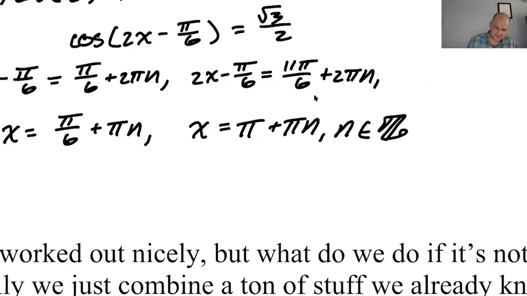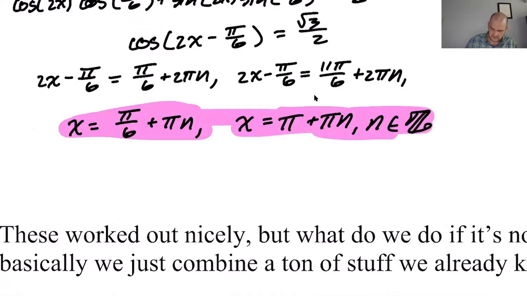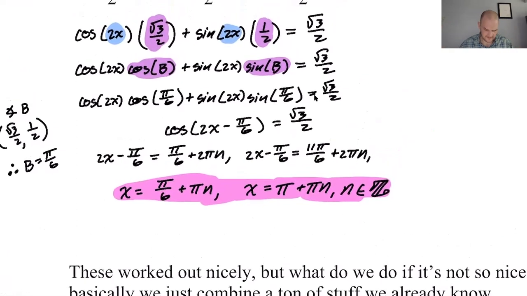Pi plus pi n is inefficient because you could just write pi n, because if n equals -1, it's just going to give you 0. So 0 plus pi n is the same as pi plus pi n for all n's.